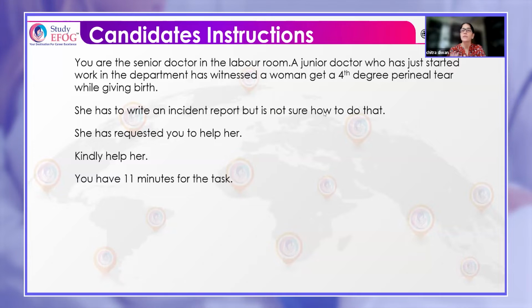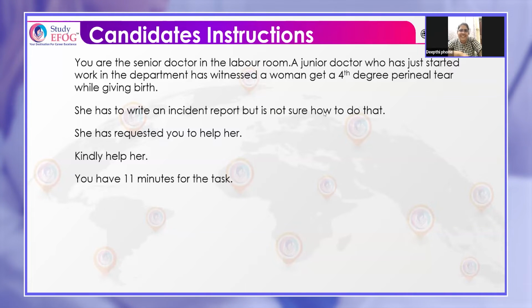So that is all that you have to do in an incident report. Now, if you want to read further about it, I will give you some reading material, or I can give you links to a few videos where you can see how exactly the incident reporting is being done. And if you still have any queries, you can come back to me at any time. Okay. Thank you so much.